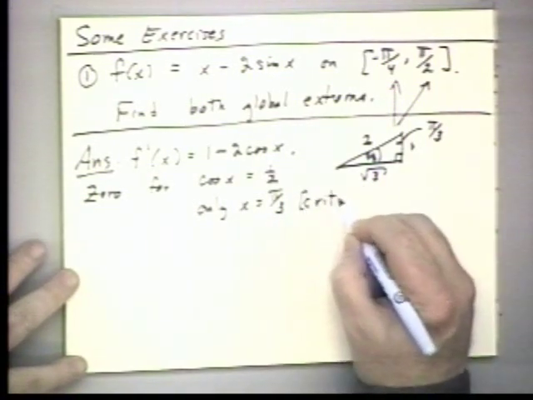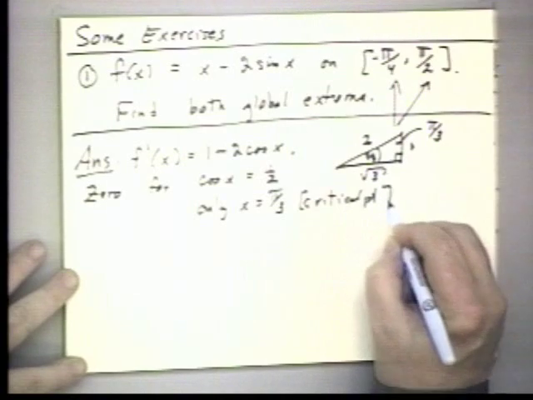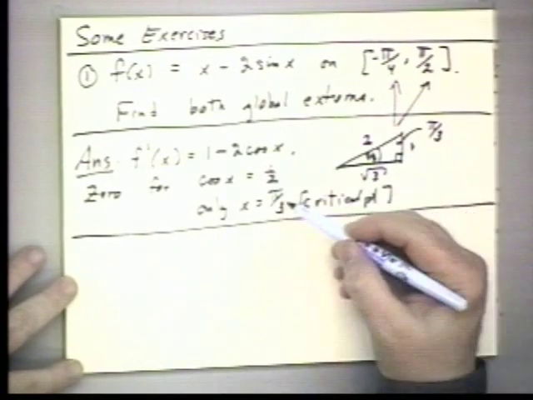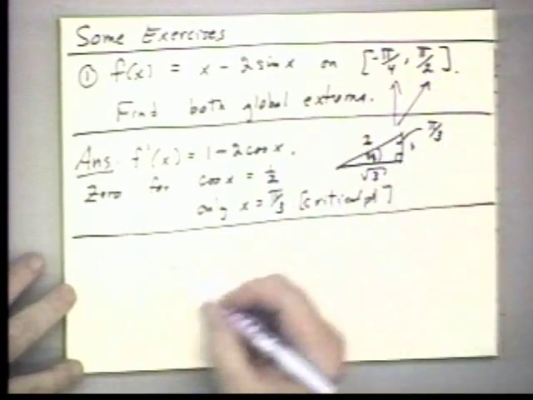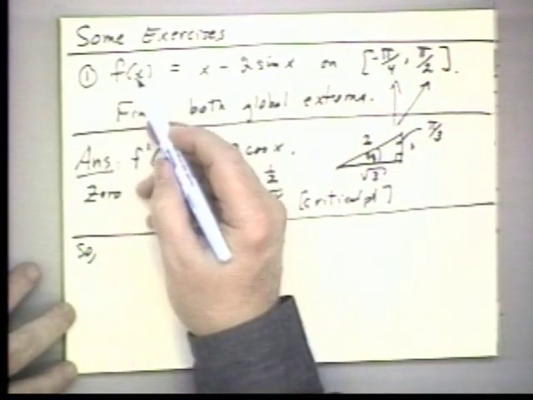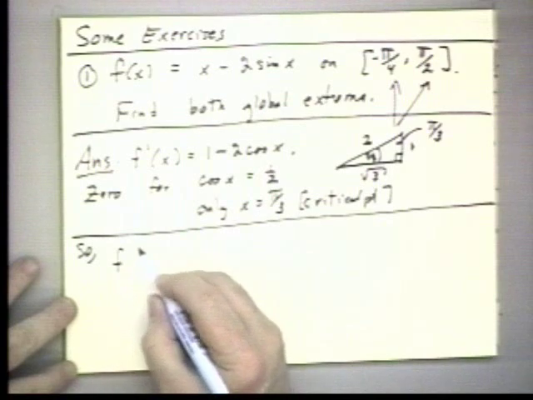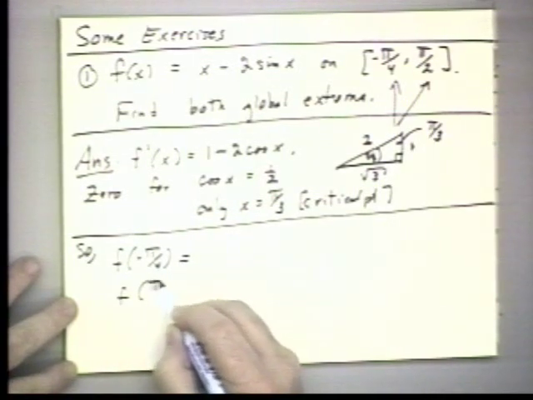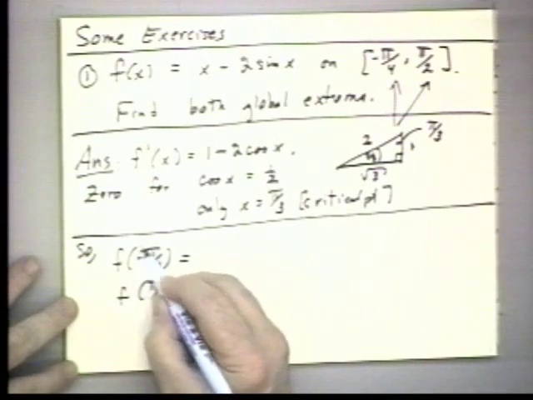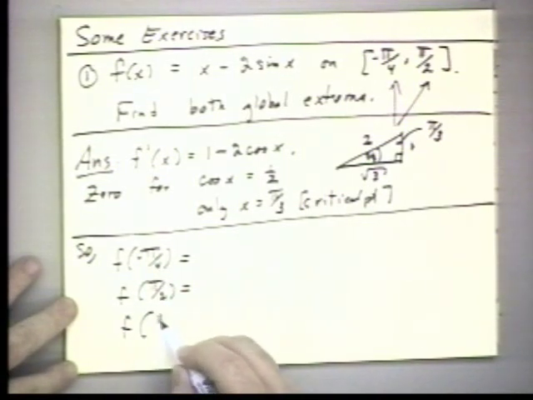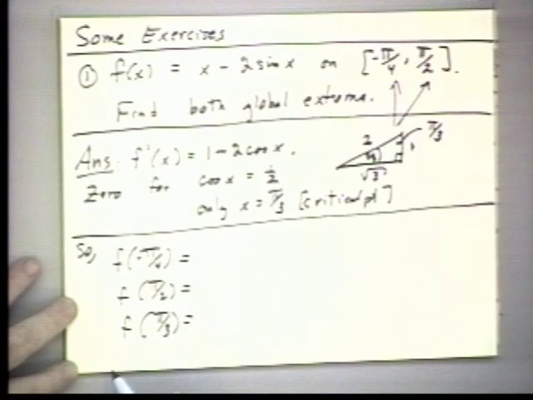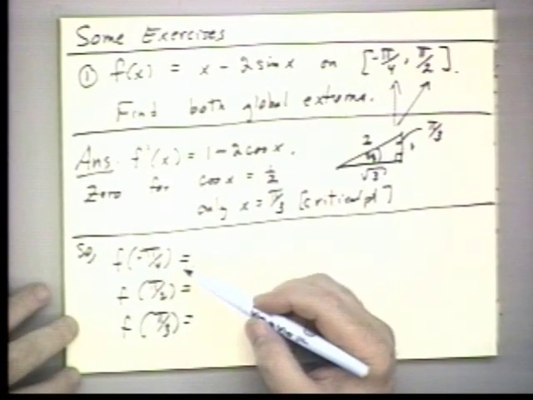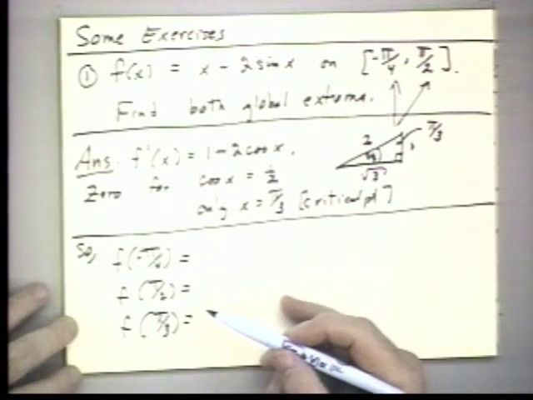And this is a critical point. And that's our only critical point. So we have one critical point, pi over 3, and we have two endpoints. So what do we do? We take the function and we check out each one. f of minus pi over 4, f of pi over 2, those are the two endpoints. And finally the critical point, f of pi over 3. And we'll see which one's largest and which one's smallest. And the largest will be the global max and the smallest will be the global min.